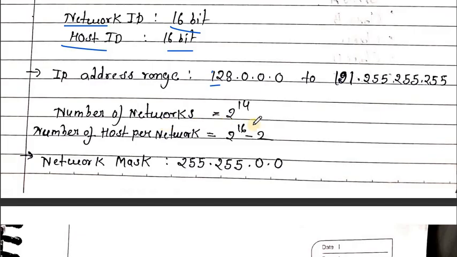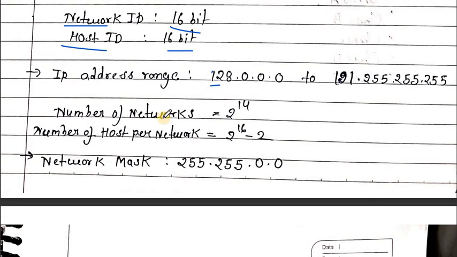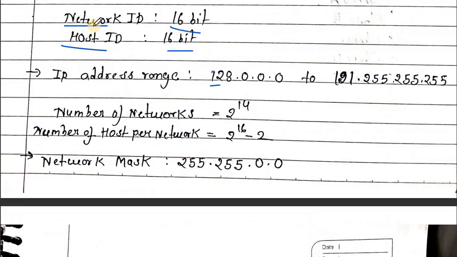So the number of networks is 2 to the power 14, because here the network ID field is 16 bits, but 2 bits are already fixed, 1 and 0, so we can change only 14 bits. The number of hosts per network is 2 to the power 16 minus 2. Why do we subtract 2? Because the first and last IP addresses are not IP addresses of any host. Here the network mask is 255.255.0.0, because the network ID field is 16 bits, so the network mask is also 16 bits.